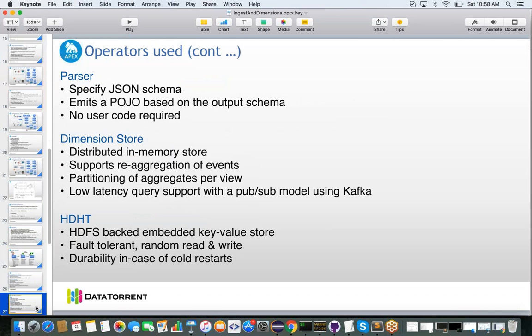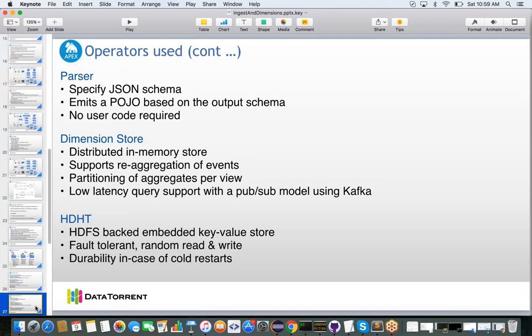Okay. Moving on, then there was a JSON parser, again, a Pojo based operator. It takes a JSON tuple as an input, you give it a JSON schema, and it would create a Pojo for you and output it. So you don't have to do much processing with it.